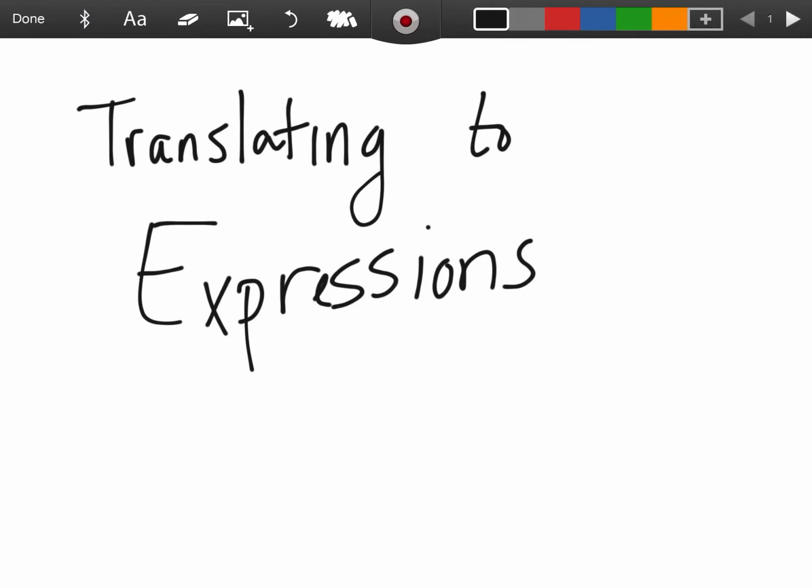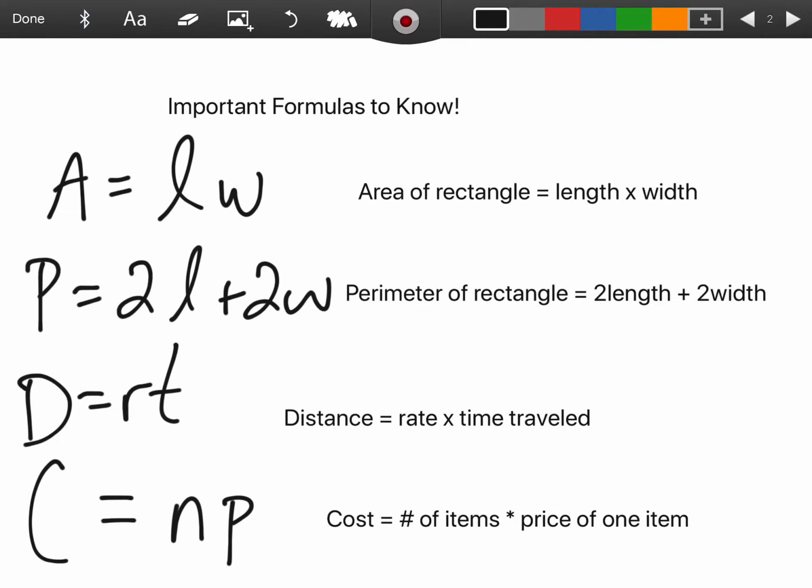Okay, so now continuing on with translating some words into symbols, we're now going to be translating words into more expressions, and we're going to be using word problems to do this. So here are just some important formulas to know, and formulas just describe to us some true relationships.